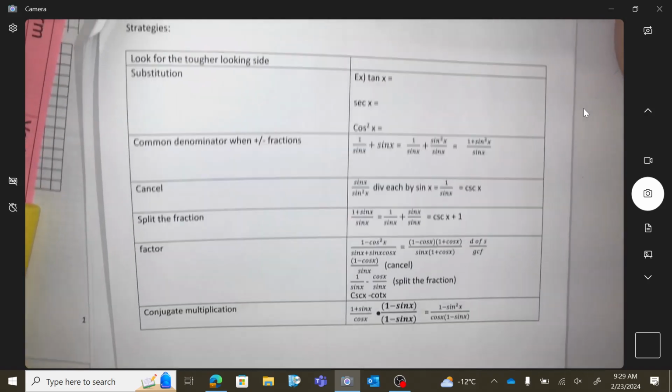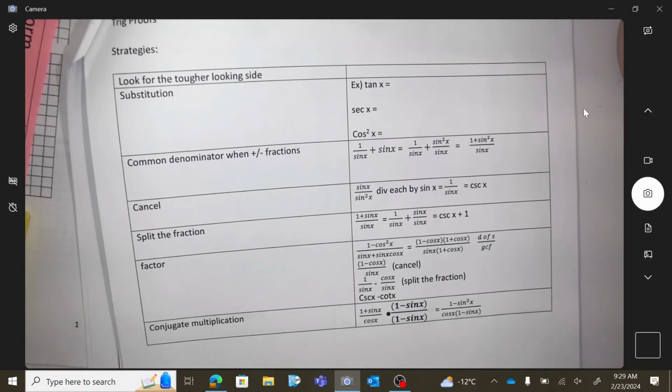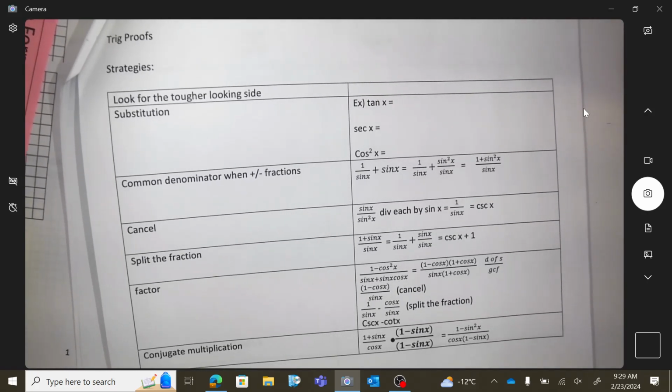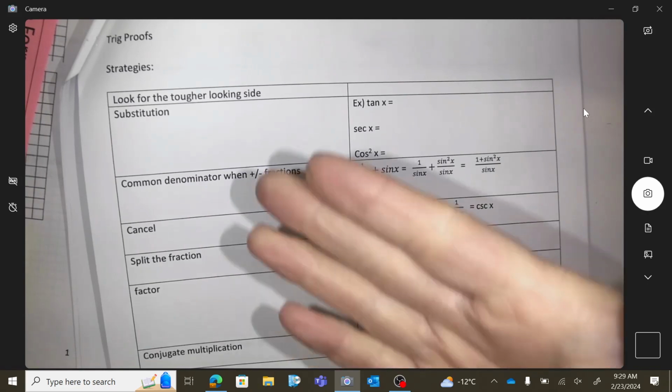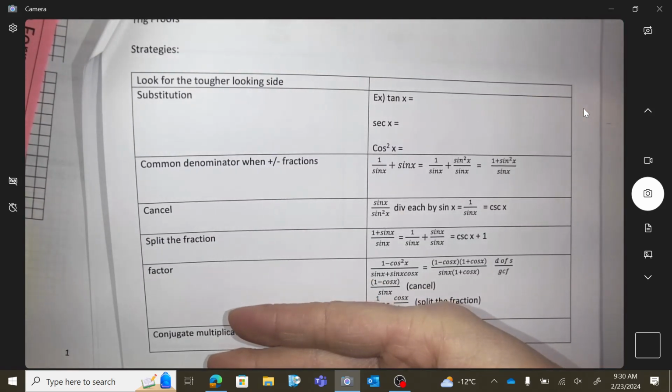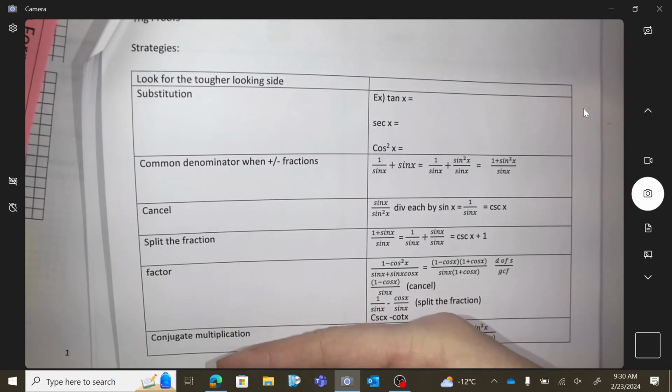Okay, so trig proofs, it's kind of like solving puzzles. If you're good with math and you can see things and you have your algebra steps, trig proofs are okay. If you don't see things and aren't good with your algebra steps, it's going to make it hard. Okay, so I'm going to lay out a few strategies. So these are some of my strategies when I do trig proofs.